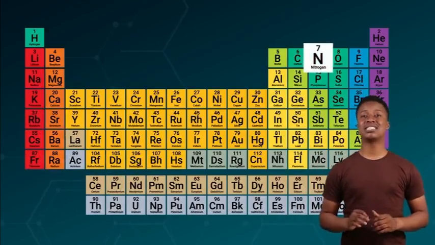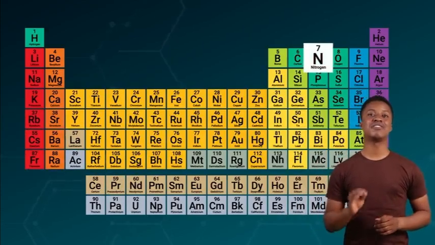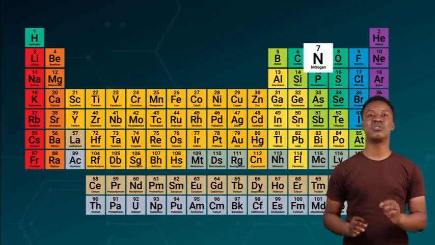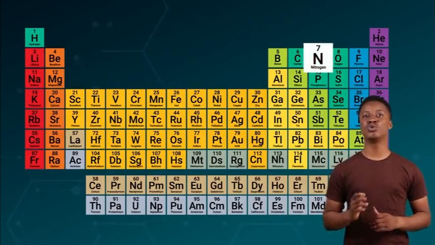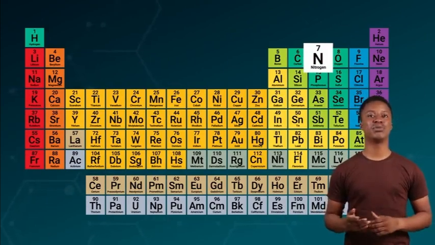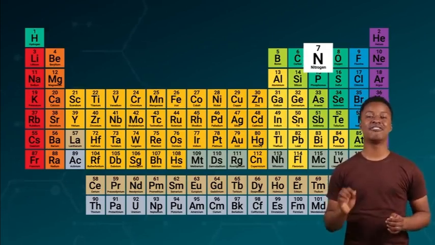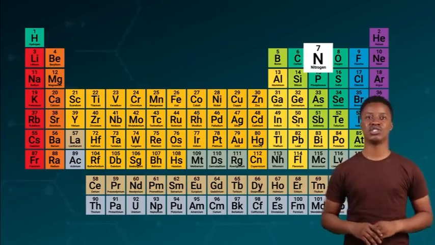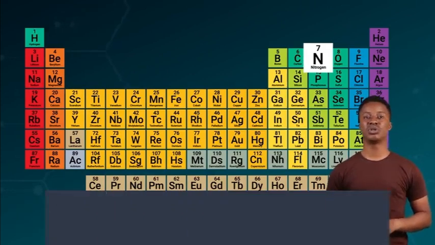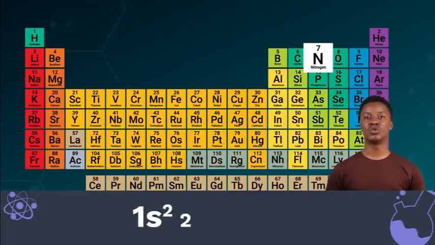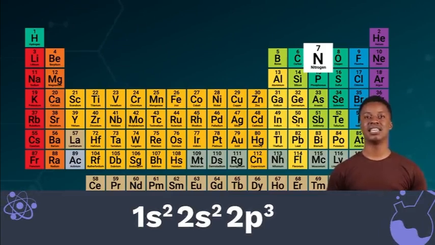Nitrogen is one of the non-metallic elements with an atomic number of 7 and a mass number of 14. It is located in group 5 and period 2 as shown in the periodic table here. This is because it has 2 shells and 5 electrons in its outermost shell. Nitrogen has an electronic configuration of 1s2, 2s2, 2p3 and is located in the p block of the periodic table.